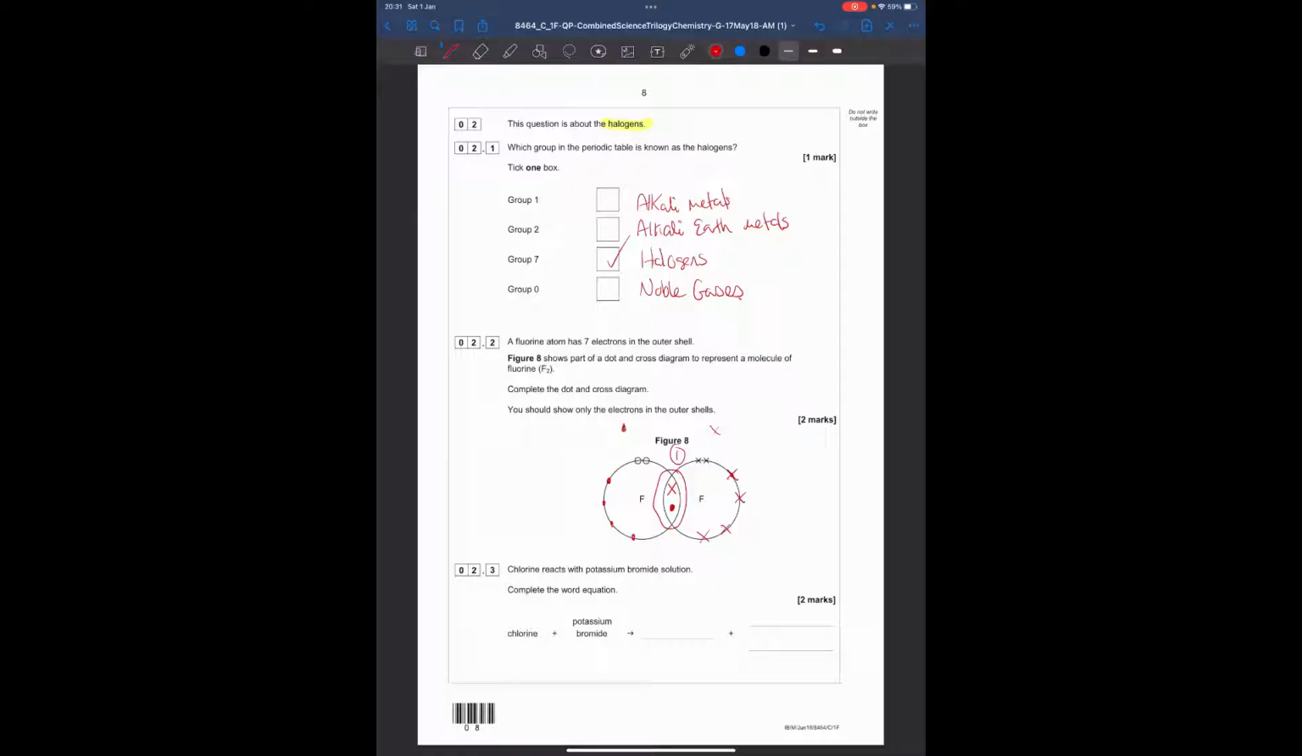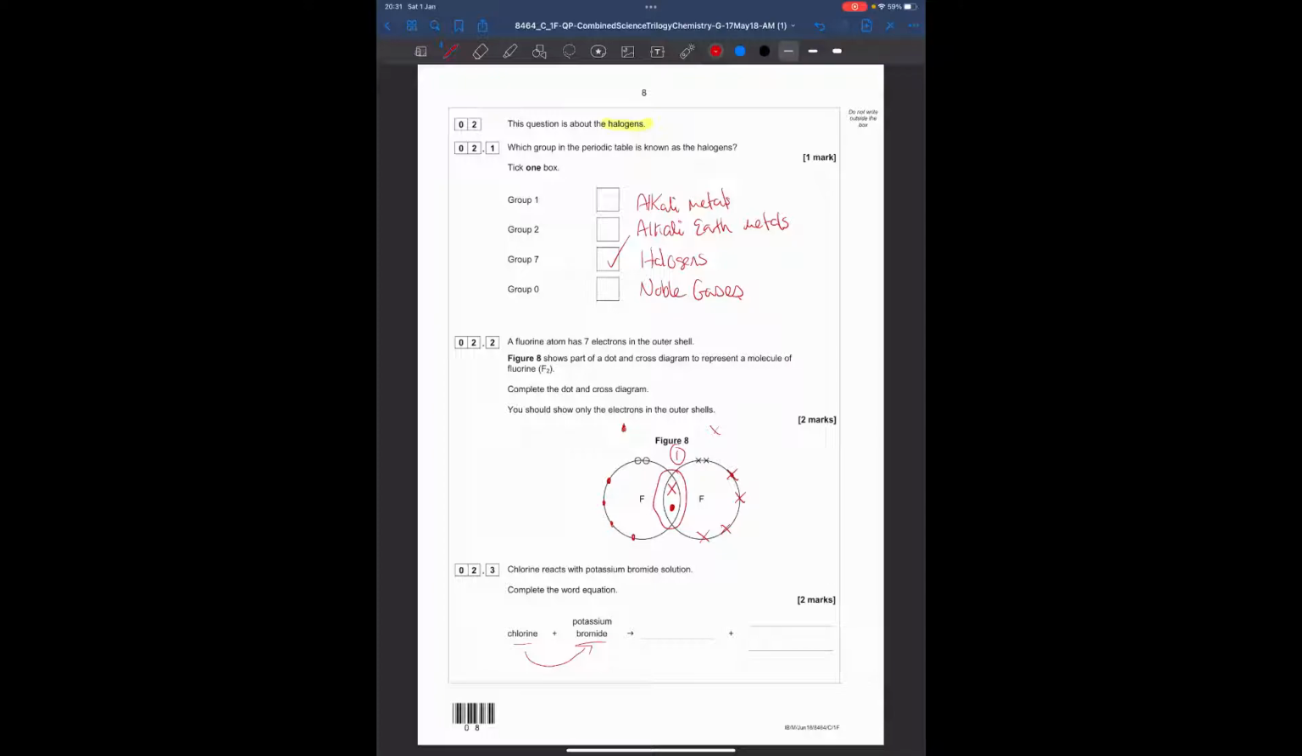So question 2.3, chlorine reacts with potassium bromide solution. Complete the word equation. So you've got chlorine reacting with potassium bromide. Now, when you get a question like this, it is effectively a simple displacement reaction. So you've got to work out logically what might happen with these different chemicals. Well, chlorine is higher up on group 7 than bromine is. So it comes along and it effectively kicks the bromine out.